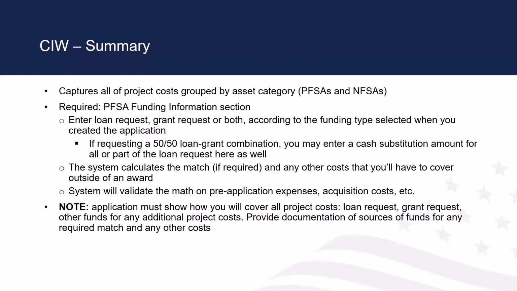So our CIW summary will capture all of the project costs. You'll enter the loan request amount. If you're requesting a 50/50 and you're doing a cash substitution, you'll summarize it there. We're going to calculate the match, and you'll know what you'll have to cover. We will validate the math on pre-application expenses, and the application must show how you will cover all project costs. Loan, it has to be a soup to nuts coverage of the entire cost of the project. Next slide, please.